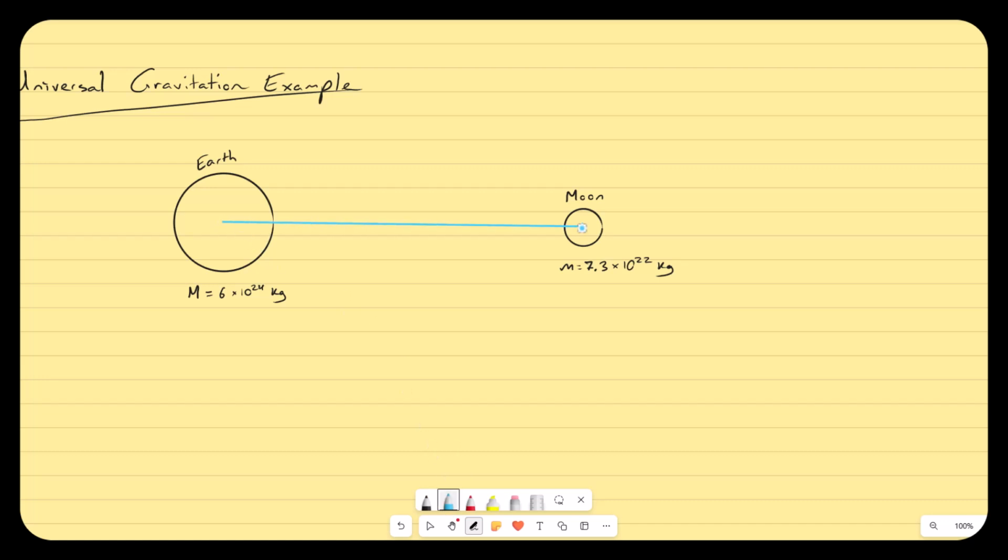When we are doing these distances, we are always talking about a center-to-center distance. So this is a distance of 384 million meters. And maybe what I would like to know is to find the force Earth exerts on the moon.